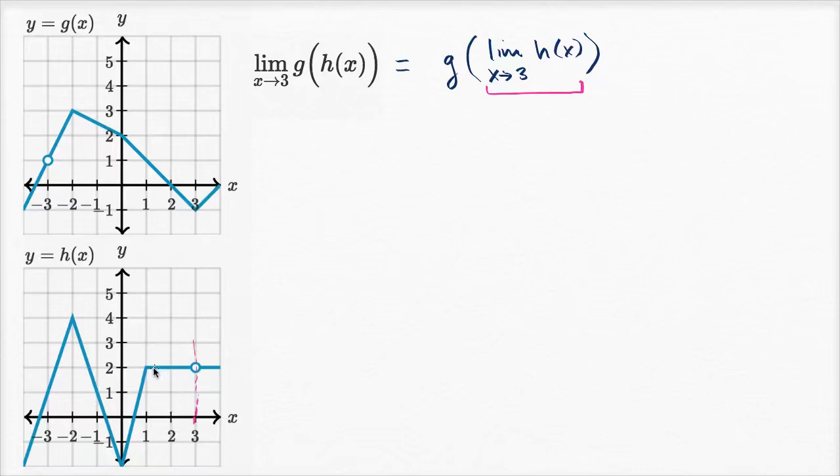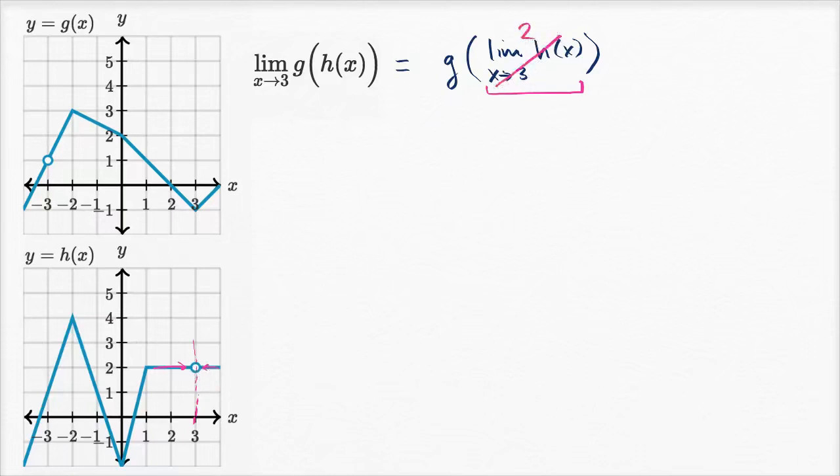As x approaches 3 from the left, we see that the function just stays at a constant 2. So h of 2.5 is 2, h of 2.9 is 2, h of 2.999999999 is 2. So it looks like when we approach from the left, the limit is 2. And if we approach from the right, we get the same thing. h of 3.01 is 2, h of 3.001 is 2, h of 3.0000001 is 2. So this limit right over here is 2.